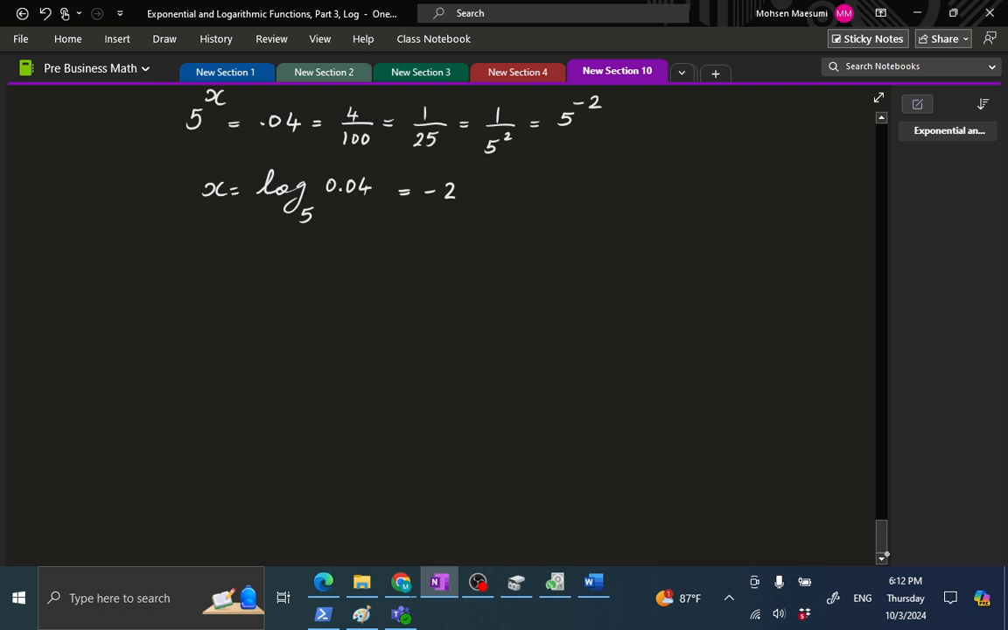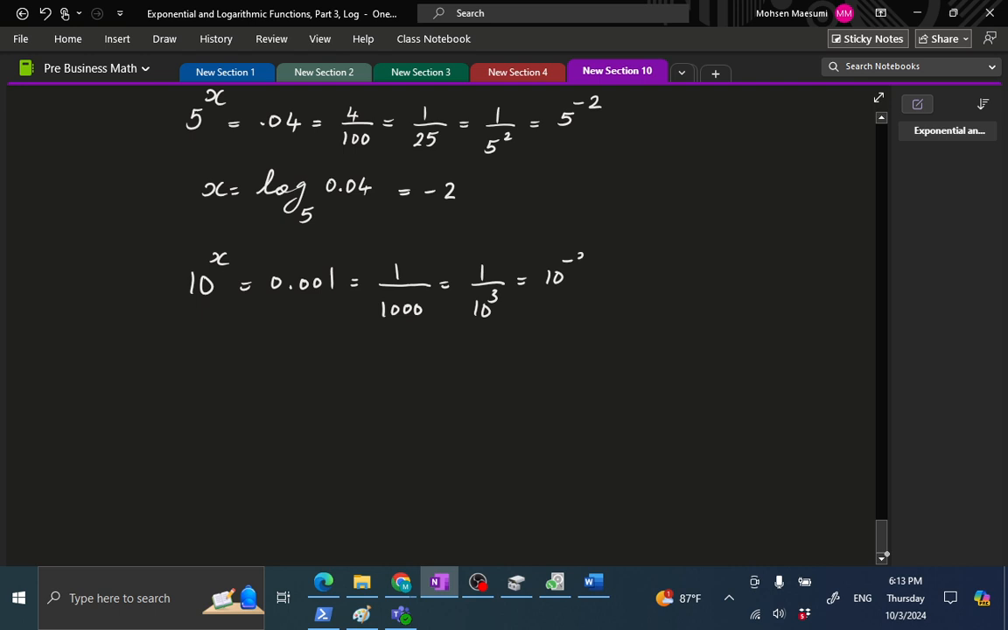Let's do another one. Suppose I say 10 to the power of what number is going to be 0.001. You want to pause this video for a second and try to answer for yourself. What is this decimal number? That is 1 over 1000. What's 1000? It's 10 cubed. What's 1 over 10 cubed?